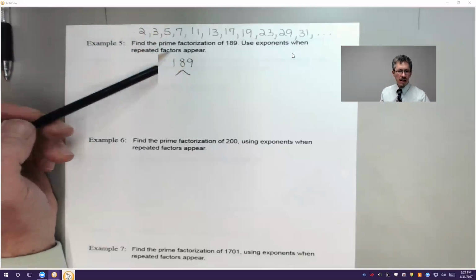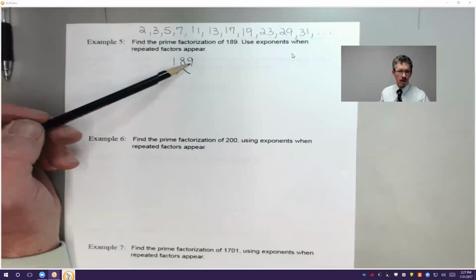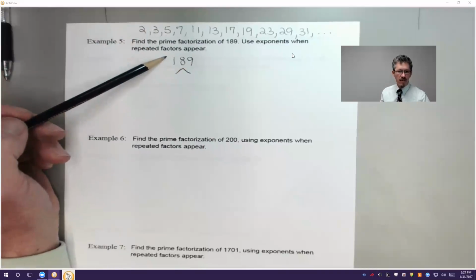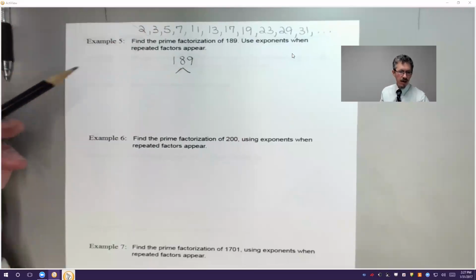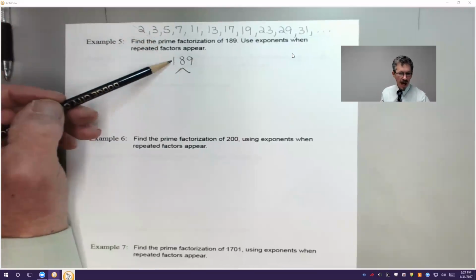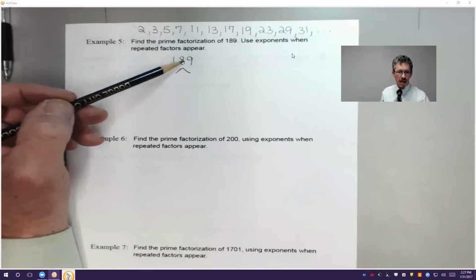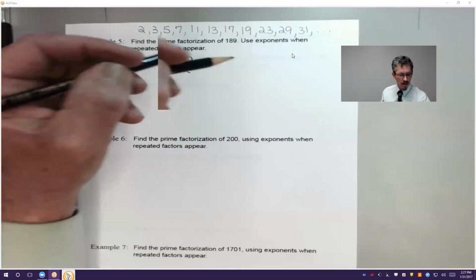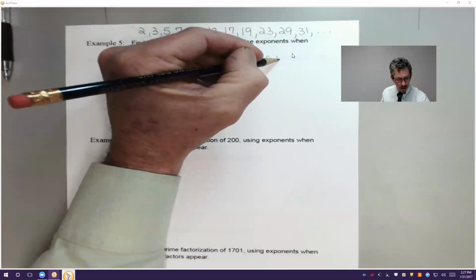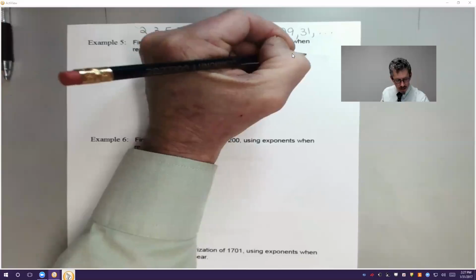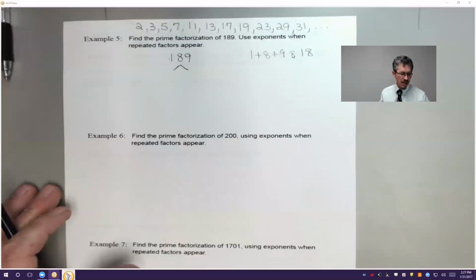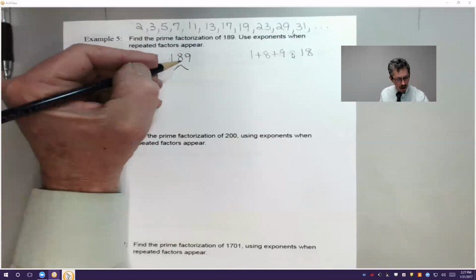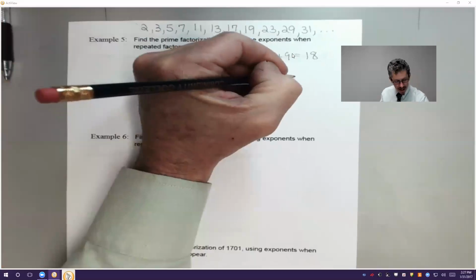Is 189 divisible evenly by 2? The test says if it's an even number, then we can divide by 2. Well, 189 is an odd number. 2's out. So we try to divide by 3. The divisibility rule for 3 says add the digits together. So 1 plus 8 is 9, plus 9 more is 18. 18 is divisible by 3, so 189 has to be divisible by 3 also. I'll go ahead and put the 3 down, and then divide.